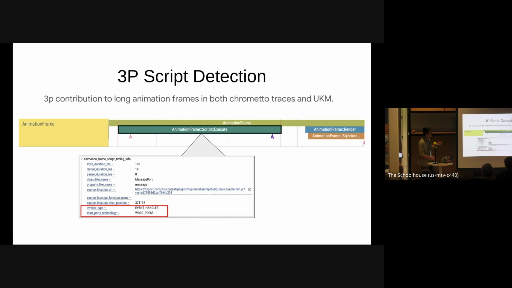And here's an example of a Chromium trace slice. If you zoom into one of the long animation frames being captured, you may find the script execution block that is in dark green. And the details show which third-party technology it is categorized into, here in this example it's WordPress, and its invoker type, which is event handler here.